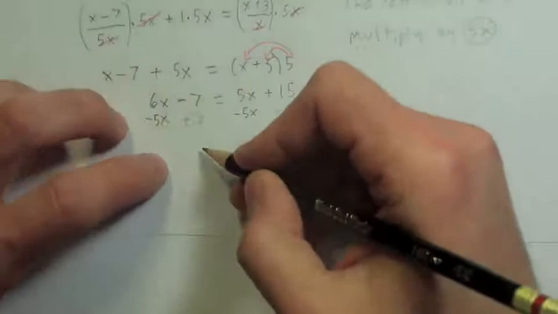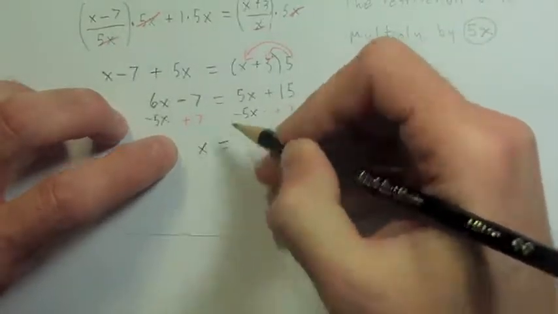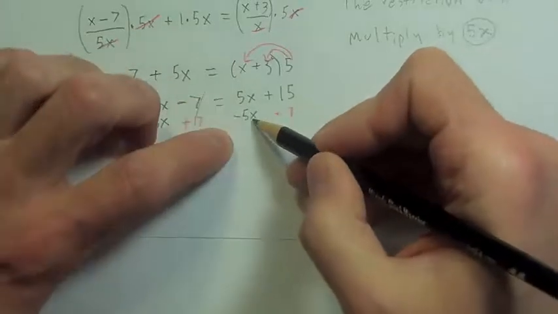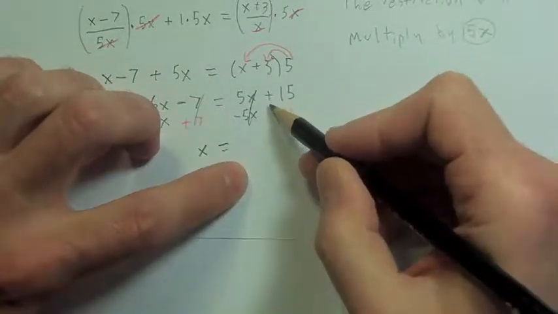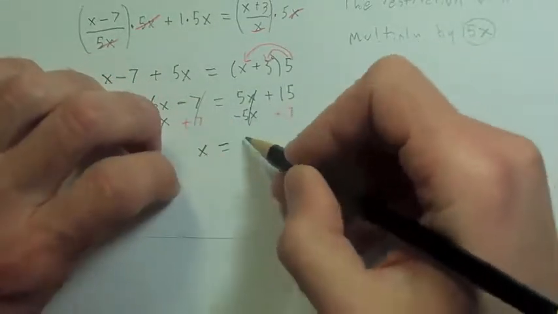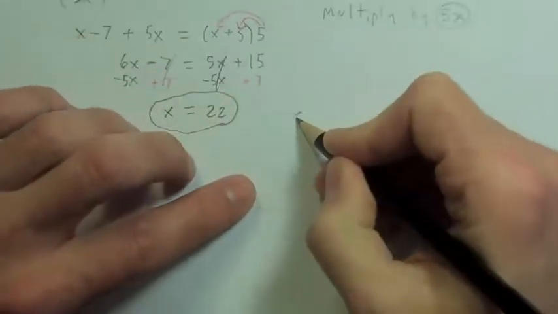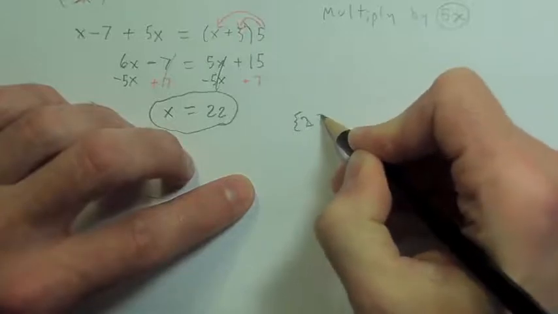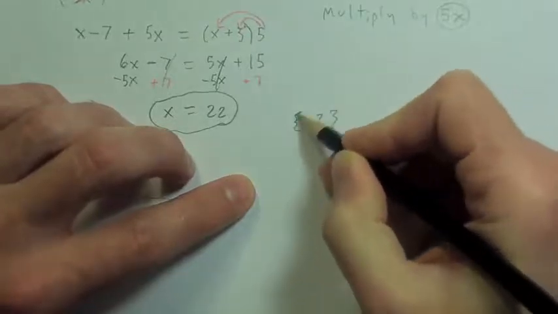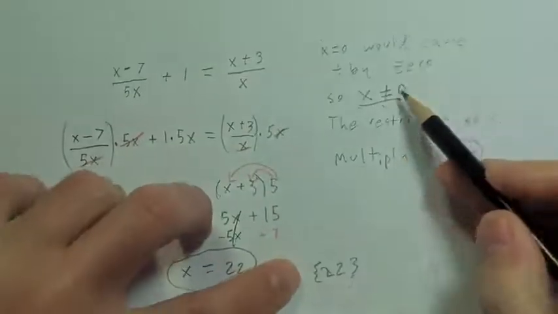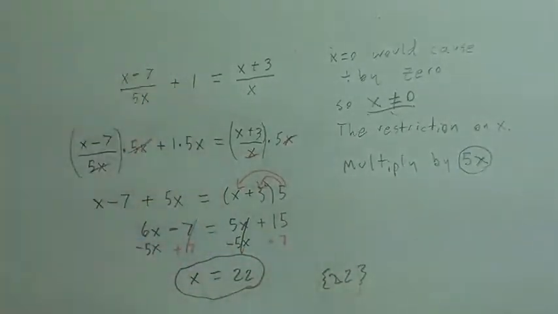So this 6x minus 5x will be x. The negative 7 plus 7 gives me 0. This 5x minus 5x gives me 0. And this 15 plus 7 gives me 22. And there we go. My solution set is 22. And this isn't 0, right? It's not 0, so it's okay to actually put this in.